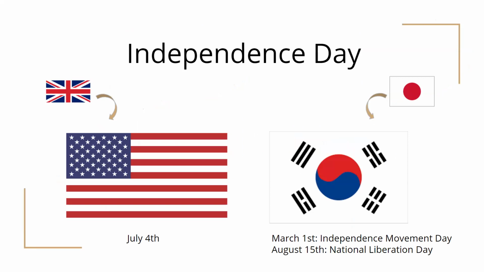So I'm going to explain to you about Korean and American Independence Day. First off, America declared independence on July 4th from Great Britain. In contrast, Korea has two special days. March 1st, 1919 is when the citizens of Korea declared independence from Japan, known as Independence Movement Day.